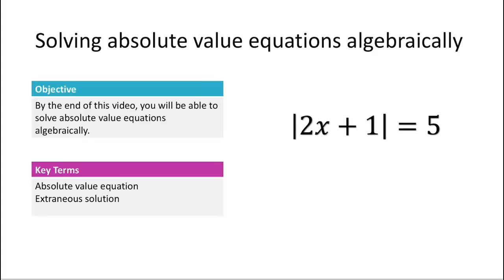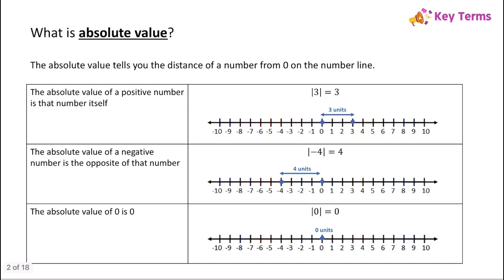In this video, we're going to talk about how to solve absolute value equations algebraically. So what is the absolute value? The absolute value tells you the distance of a number from 0 on the number line. So the absolute value of a positive number, like 3, is going to be equal to 3 because 3 is 3 units away from 0 on the number line.